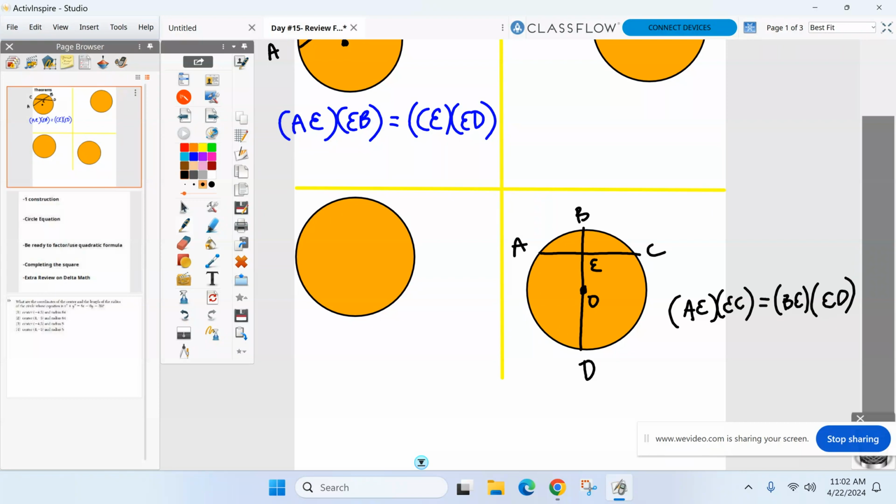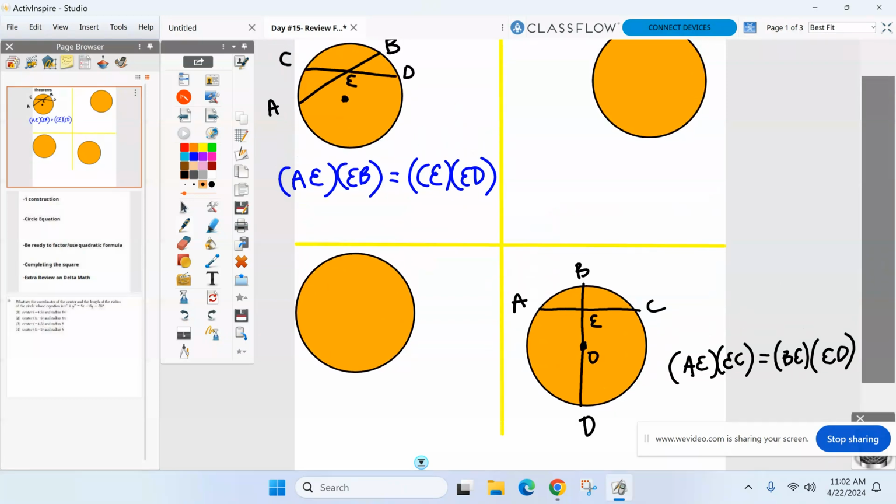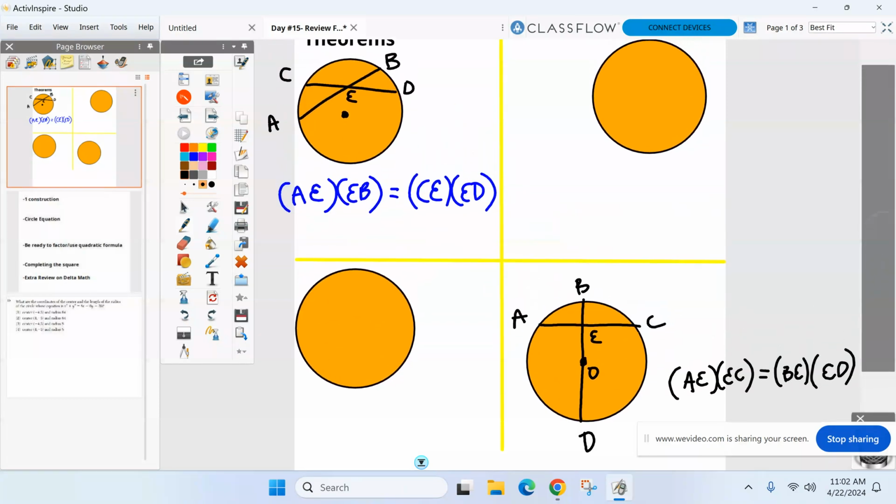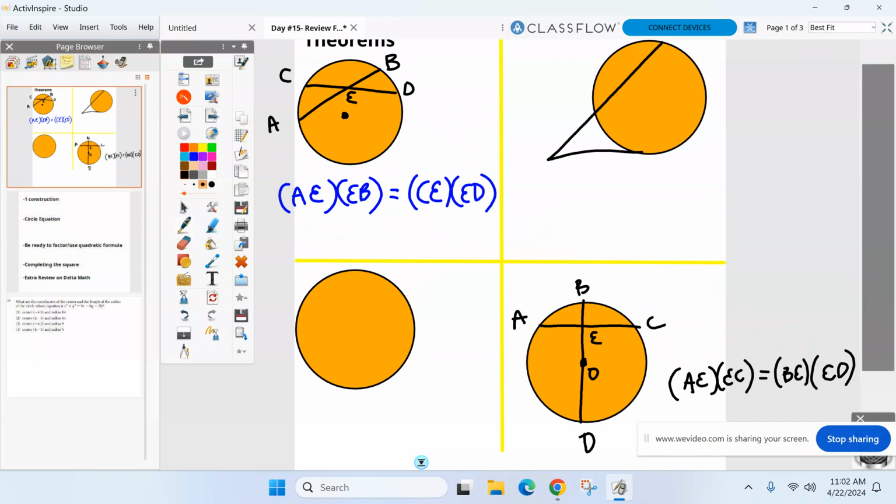Questions on that fact? All right, fact number 2. Secants and tangent lengths. For this diagram, I'll do a secant and a tangent, but remember, this also applies to 2 secants. I don't want to do multiple diagrams on this one. So I'll put secant.